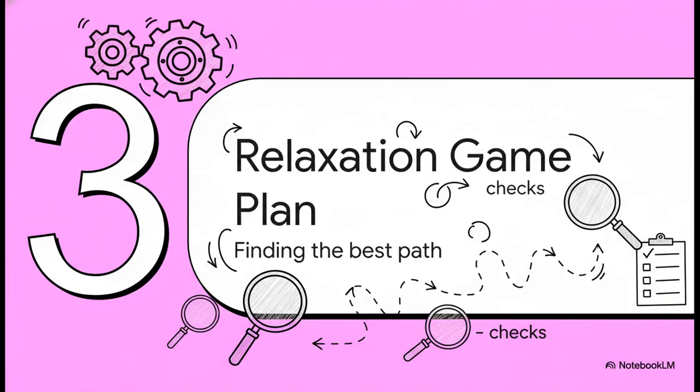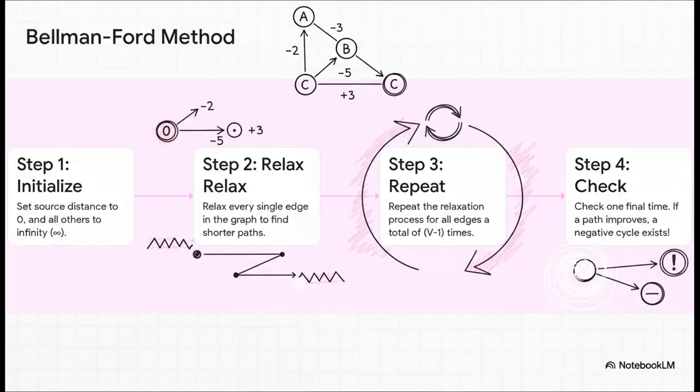Okay, so how on earth does it manage all this? Well, the secret is in its core strategy. It's a really methodical, really patient process called relaxation. The key here is that it doesn't just jump to conclusions. It carefully, and I mean carefully, checks and rechecks all its work. All right, so here's the game plan, broken down into 4 main steps. First up, we initialize everything. We basically pretend we're totally lost. We set the distance to our starting point to 0, but every other place, we mark it as infinity. We have no idea how to get there yet.